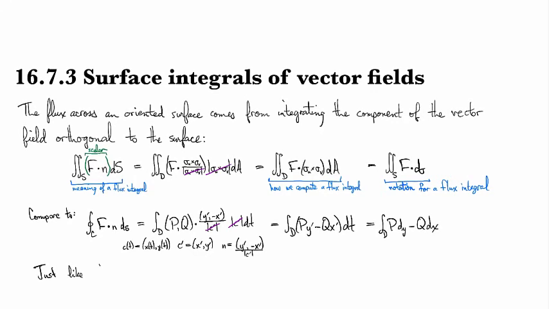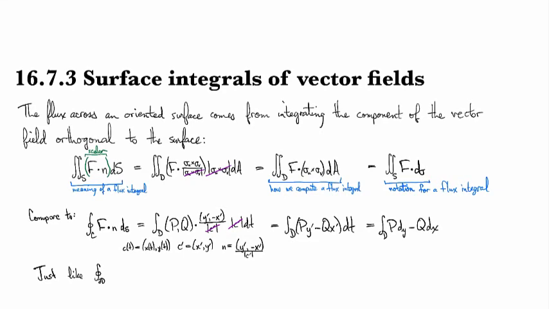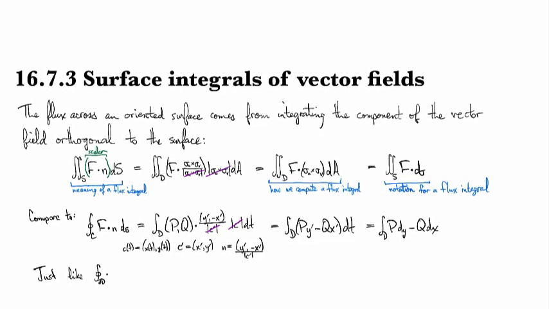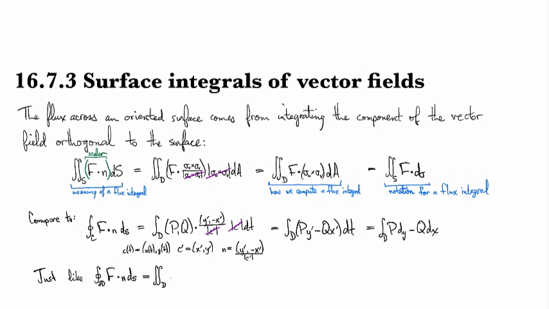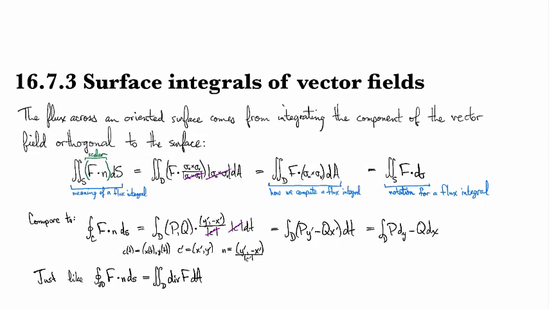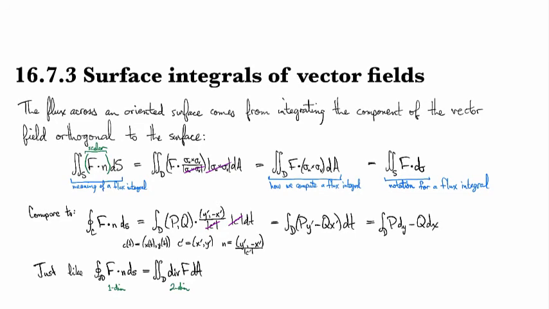Just like when we did the flux integral around the boundary of a region in Green's theorem, this is f dot n ds, and this is going to be the double integral over the enclosed region of the divergence of f dA, right? So that's what it looked like when we connected a one-dimensional integral around the boundary with a two-dimensional integral across the interior of the region.